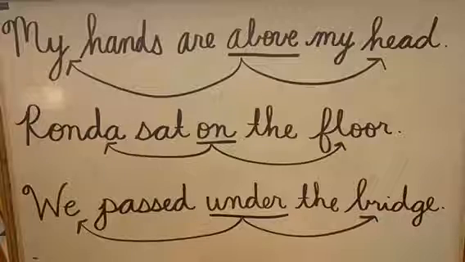The last sentence says, we passed under the bridge. So the preposition is under, and under is showing the relationship between we and bridge. It's showing you that we went under the bridge. And just like the others, if you would take out the preposition, the sentence would not make sense. But when you apply the preposition to the sentence, it helps you to know the relationship of what is going on in the sentence.